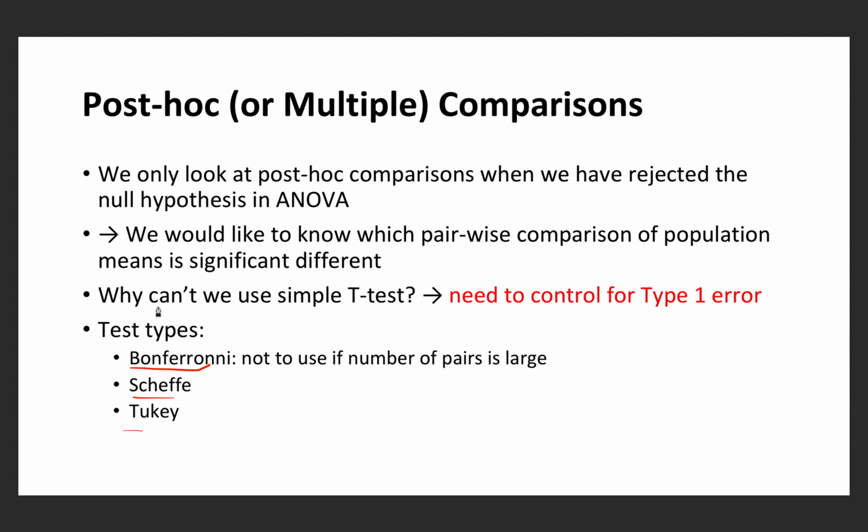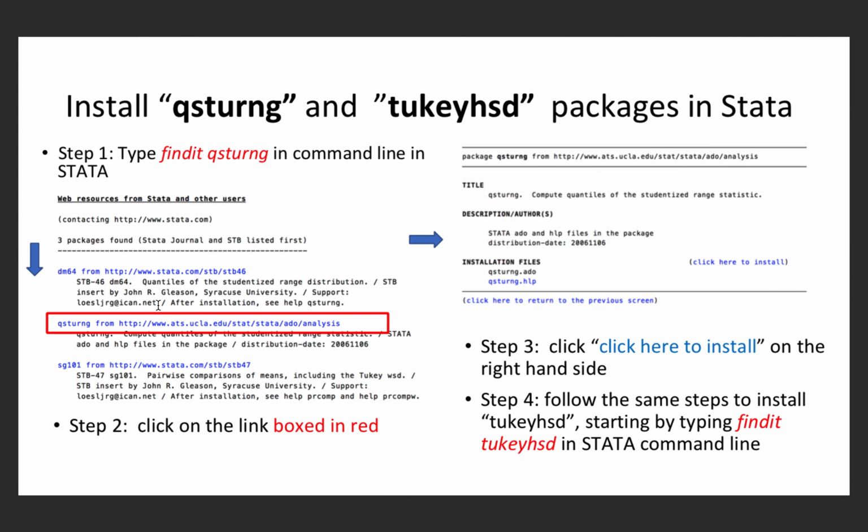You may think, why can't we do paired t-tests, like a lot of pairs? First, if you're comparing 5 groups, you would do 10 tests. That's really a lot, and you need to control the error. So what you can do is install this package. How do you install it? First, you type in, find this one like this, then click this link, and in the right box click this one, then click install. You do the same for Tukey HSD.